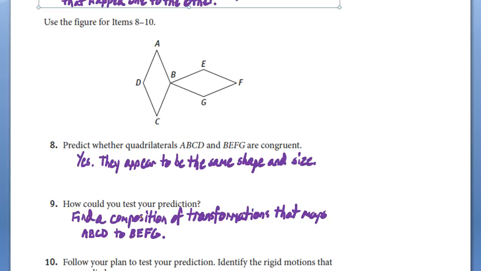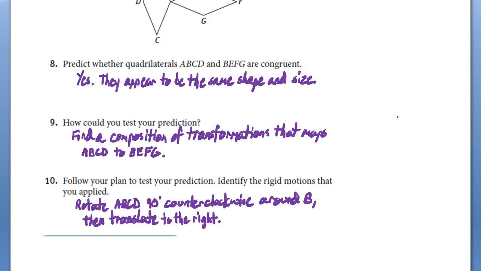We need to find a composition of transformations that maps ABCD to BEFG. If we can somehow make this rotate and move until it lands perfectly on top of this, then that's our reason to know that they're congruent. So number 10, follow our plan to test our prediction. Identify the motions that we applied.